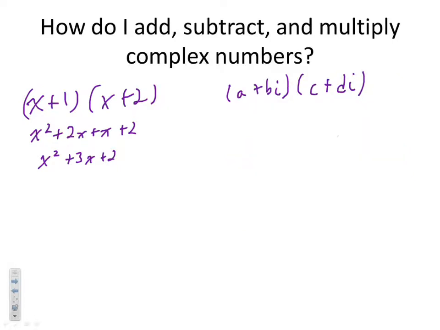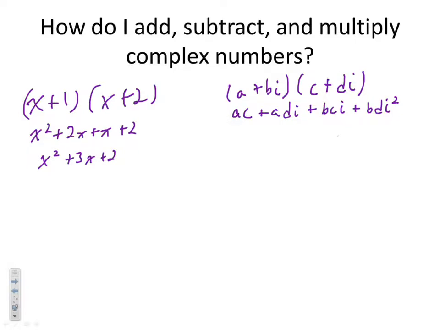All right, so we have a plus bi times c plus di. If I FOIL this, just like we did on that other example with the two binomials, we get ac plus adi plus bci plus bdi squared. Snap, there's that i squared again, all right? So what's i squared equal to? i squared is negative 1.